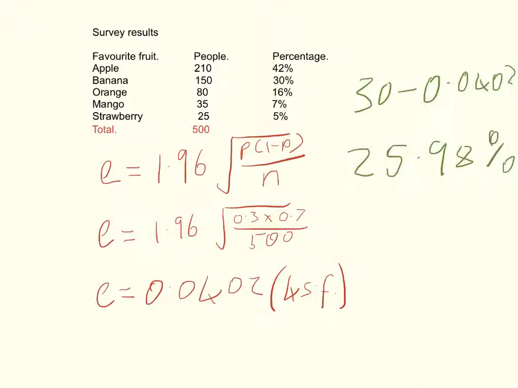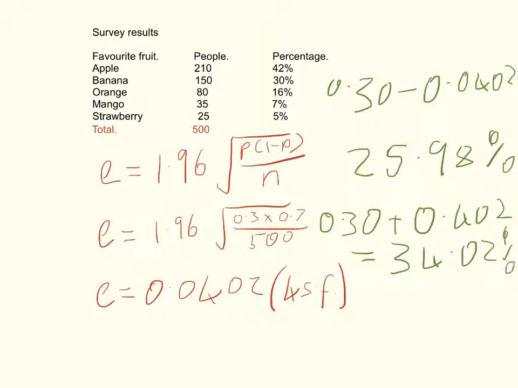And so the lower number of our confidence interval is going to be 25.98%. And the upper number of our confidence interval is going to be 30%, or 0.3, plus 0.0402, which is going to be 34.02%. That means that we can be reasonably confident that the proportion of people in our population that like bananas is somewhere between 25.98% and 34.02%.